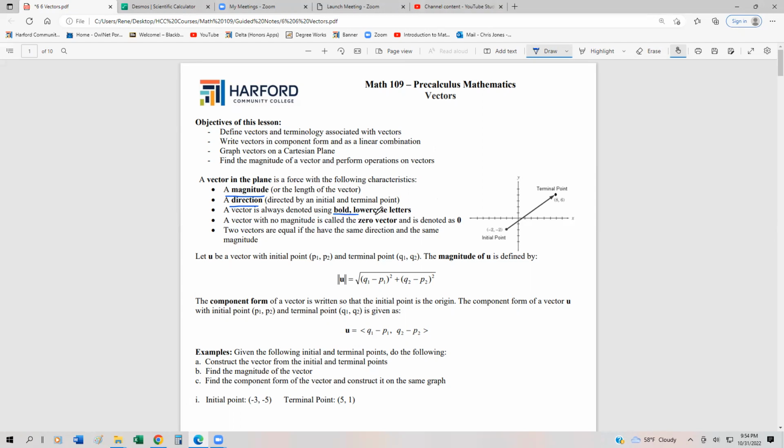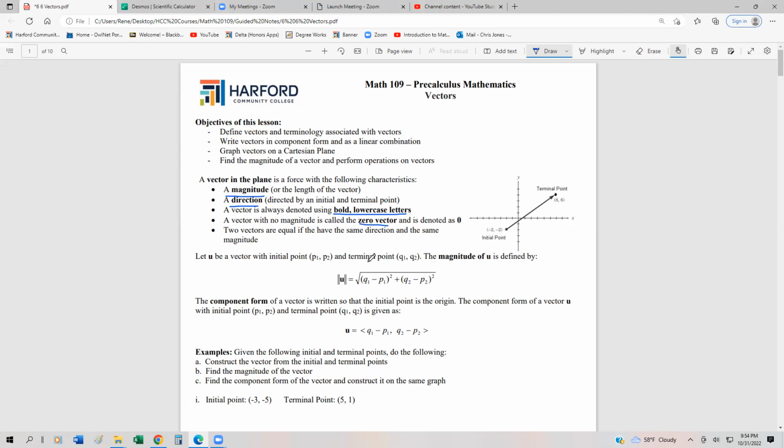Vectors are always bold lowercase letters, at least for what we're going to do in our class. If a vector has no magnitude, it's called a zero vector, and it's bold zero. And two vectors are equal if they have the same direction and the same magnitude.